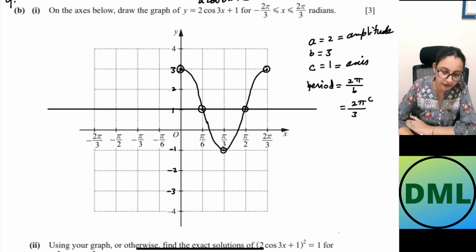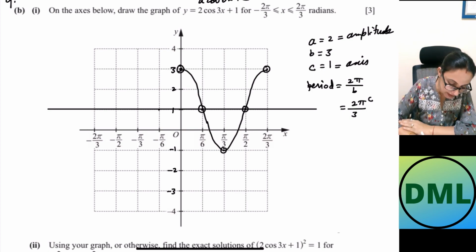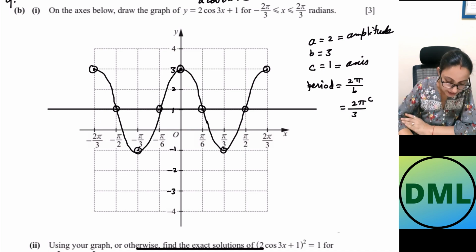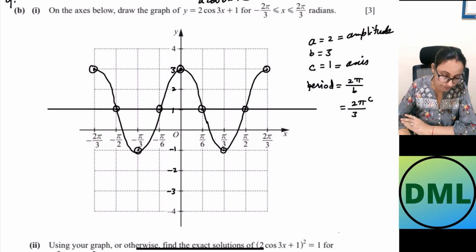Similarly, I need to plot it on the negative direction of the x-axis. I have shown you earlier that all the positive and the negative values will be the same. So let's plot it. It will start at 3. Then at minus pi by 6, it will touch the axis again. At minus pi by 3, it will go down 2 units, so it will be minus 1. At minus pi by 2, it will again touch the axis. At minus 2 pi by 3, again it will go to the amplitude, which is at 3. Let's join it. So this is our cycle and this is the graph for y is equal to 2 cos 3x plus 1.